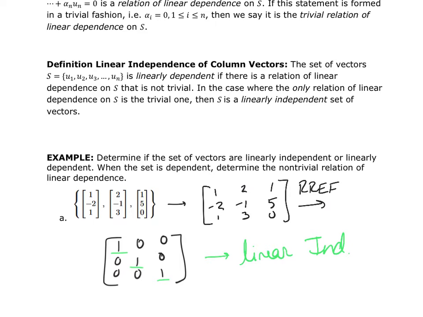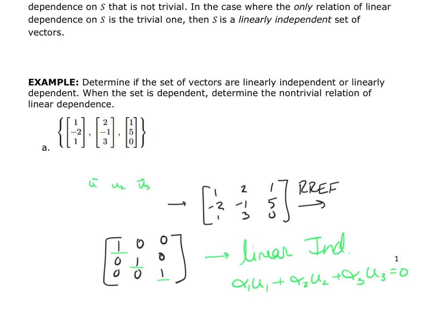If this is my u1 vector, my u2 vector, my u3 vector, the only way I'm going to get alpha 1 times u1 plus alpha 2 times u2 plus alpha 3 times u3 equal to 0 is if all of my alphas equal 0. That's the only way that's going to happen. Let's take a look at our next example here.